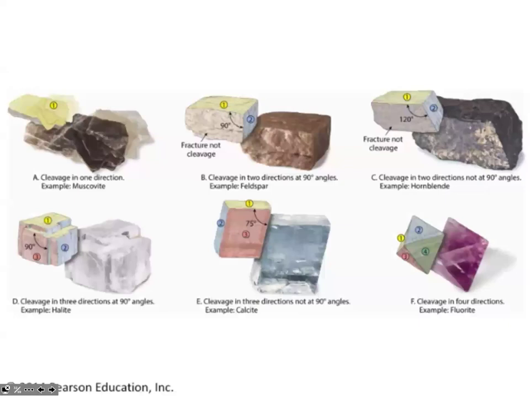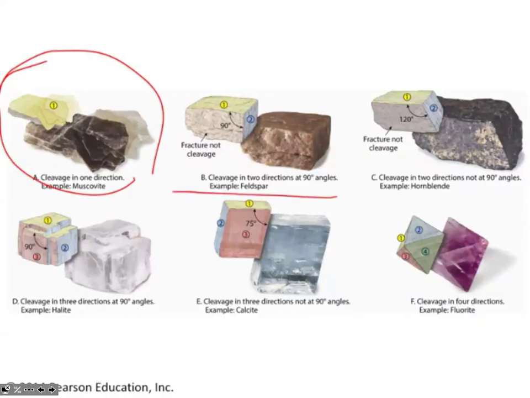Here's a summary diagram showing some of the different situations that we can get when it comes to cleavage. The example with the muscovite mica that we looked at the beginning of the video is in the upper left. It's only got one plane of cleavage, so it splits into thin sheets, but only in one direction. Feldspars are an example of a mineral that has 2 planes of cleavage, and those 2 planes are at a 90 degree angle, or a right angle, relative to one another.